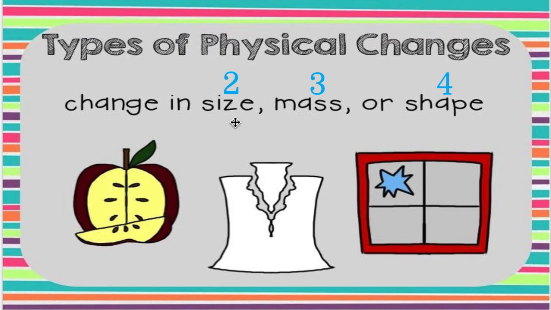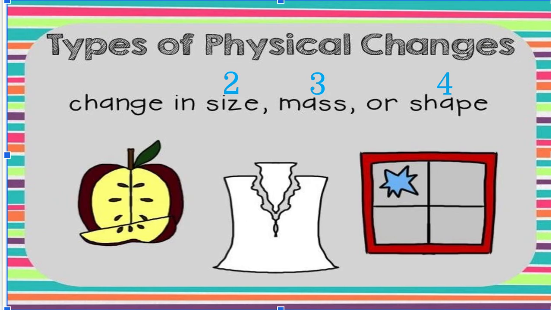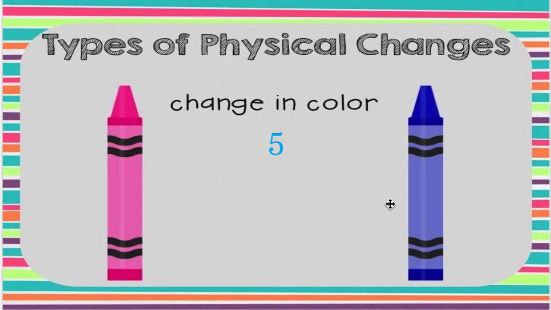The second change is change in size. Then we have change in the mass. And then we have change in shape. So we can change the size of something. We cut this apple and change the size. This shape changed because we broke the window. And this shape changed because we pulled out a piece of the notebook paper. The last type of physical change is change in color.